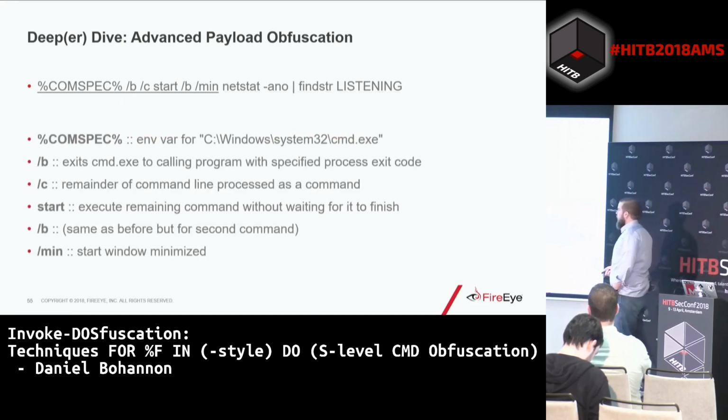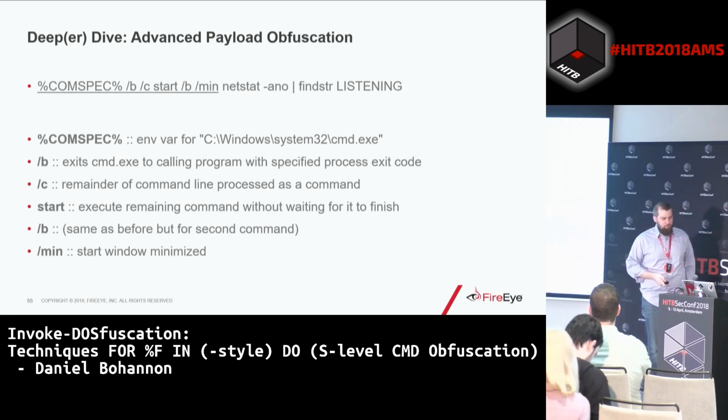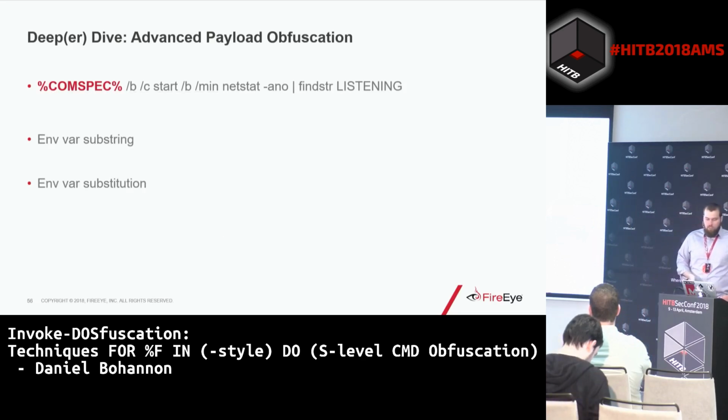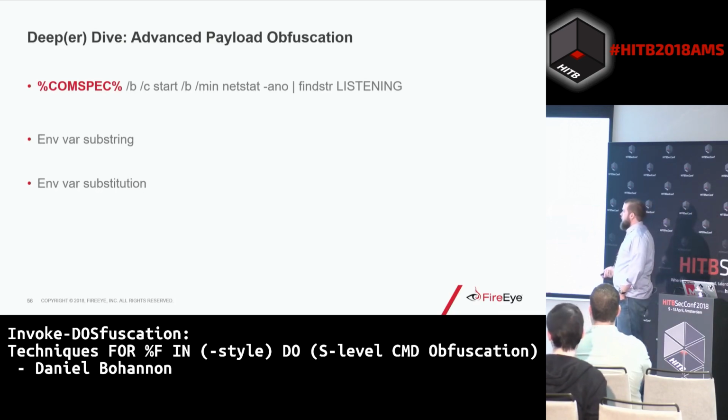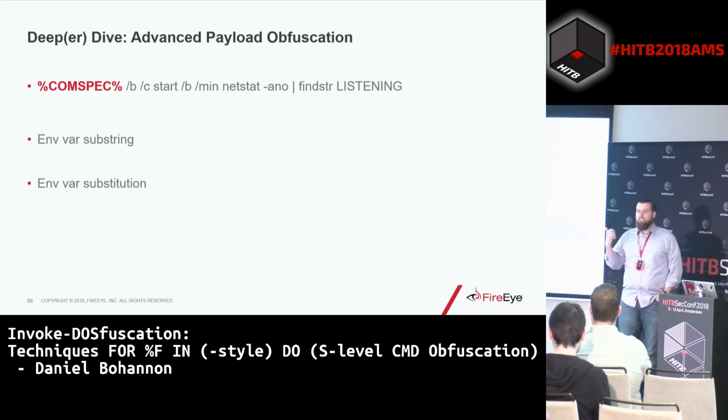So this first part, comspec, is the environment variable with a full path to cmd.exe. /b is the exit code, /c, the remainder is arguments, etc. So if we have defenders who are looking for comspec in registry and services and event logs and stuff like that, what are ways that we can still get the same value of comspec but not show up as %comspec%?